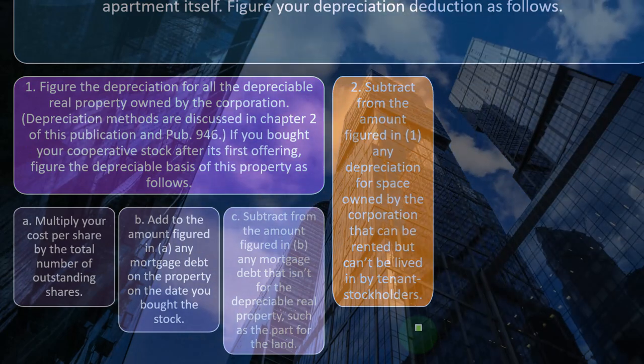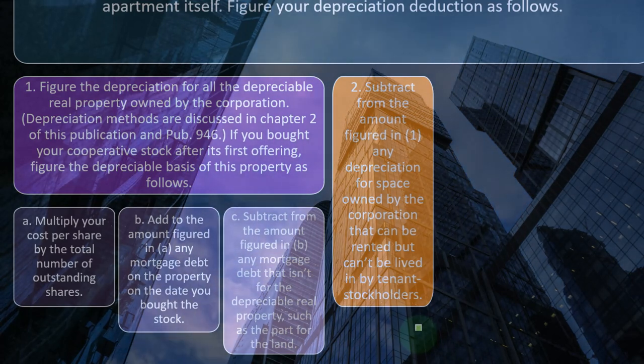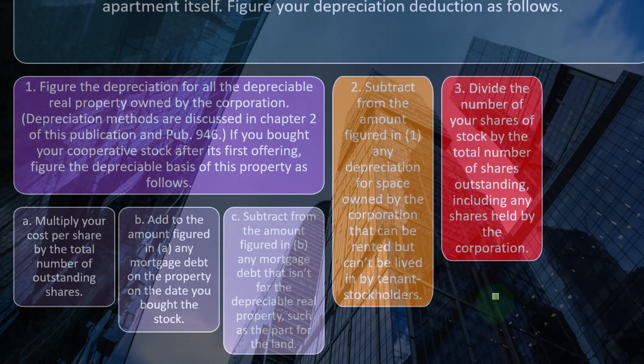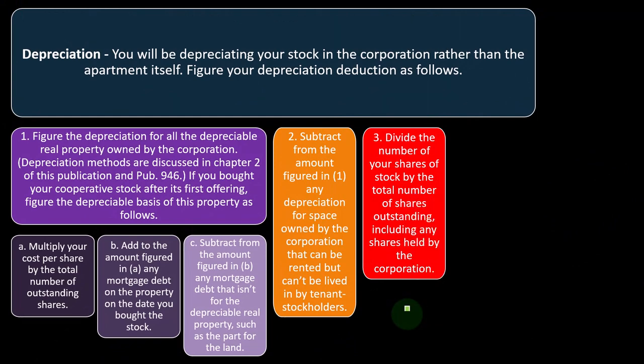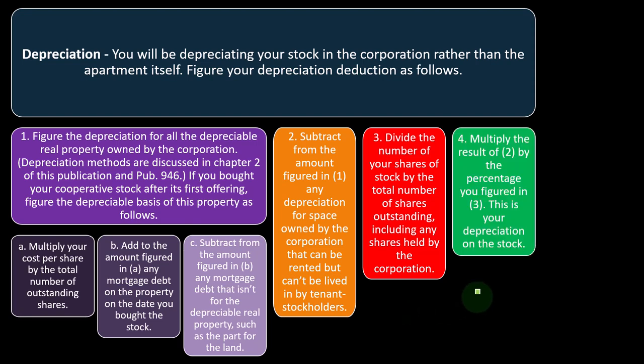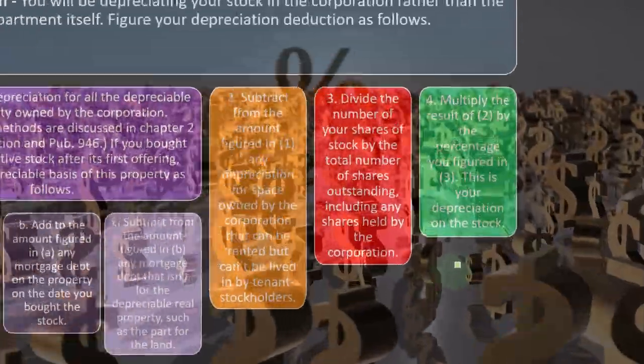Two, subtract from the amount figured in one any depreciation for space owned by the corporation that can be rented but can't be lived in by tenant stockholders. Three, divide the number of your shares of stock by the total number of shares outstanding, including any shares held by the corporation. So now this is the ratio, because it's our number of shares compared to the total number of shares out there. That's our percent ownership, you would think. Four, multiply the result of two by the percent you figured in three. This is your depreciation of the stock.